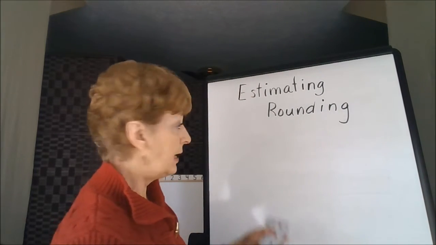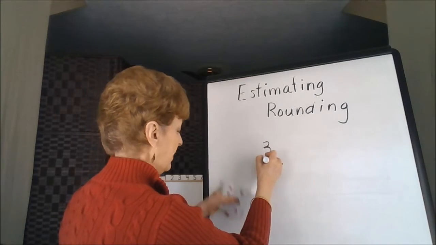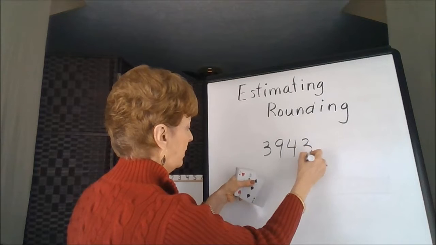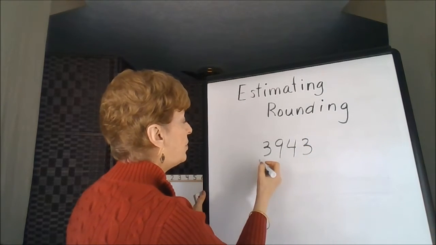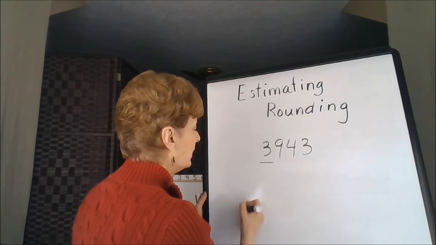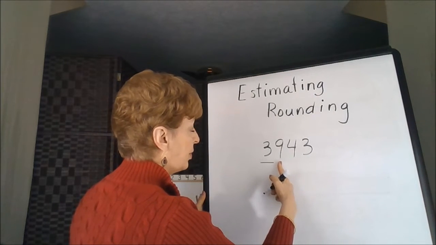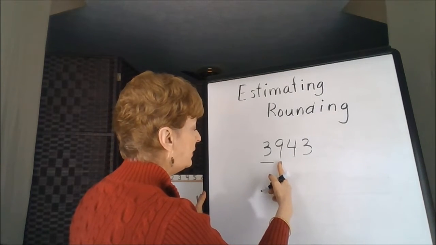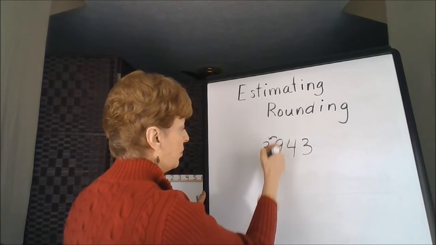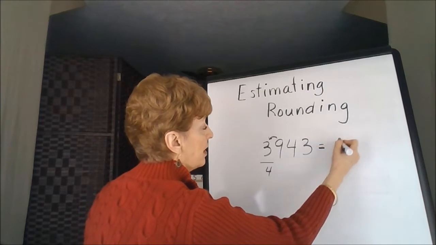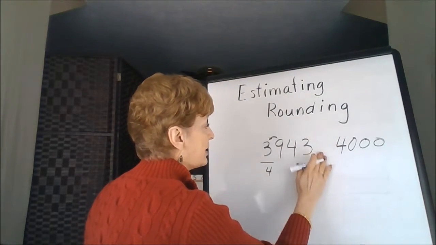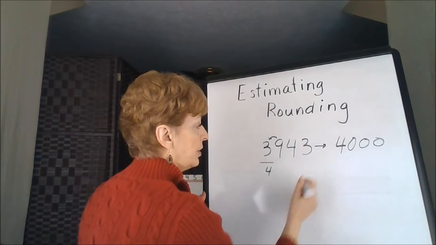Okay, let's take an example. We have 3,943. If we were to go to the nearest 1,000 with this, we would look at the number right after the thousands column. 9 is a power number, so it changes this to a 4. So our number would be changed to 4,000. It's not actually equal, it just is rounded to.